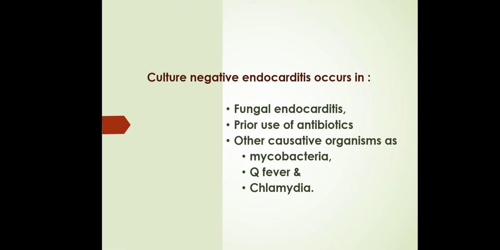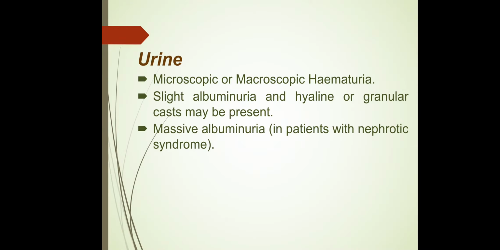However, there are some cases of culture negative endocarditis, which occur in fungal endocarditis, a prior use of antibiotics, and other causative organisms like the mycobacteria, Q fever, and chlamydia. Urine examination reveals microscopic or maybe macroscopic hematuria, slight albuminuria or hyaline casts, or maybe up to massive albuminuria in patients with nephrotic syndrome.